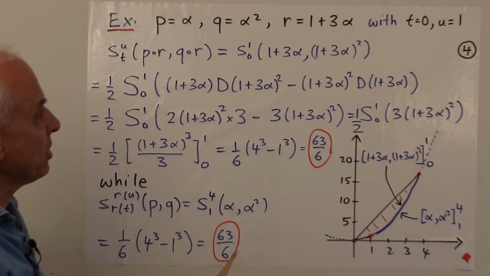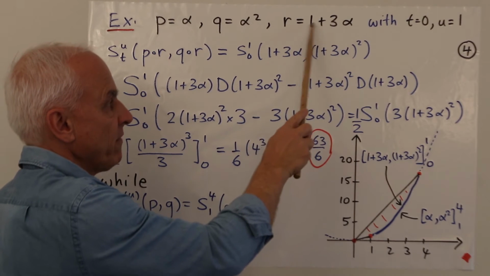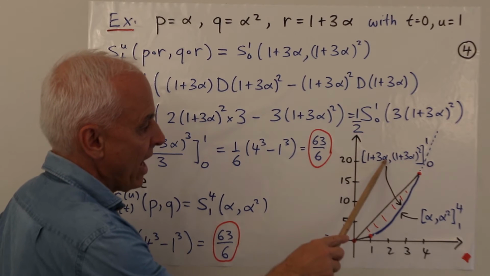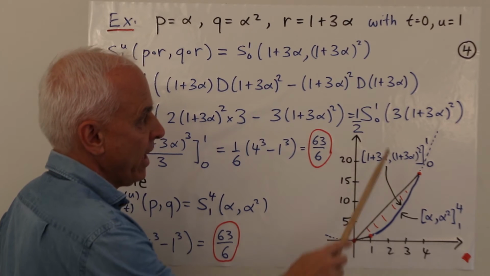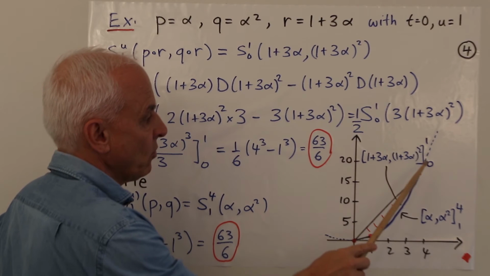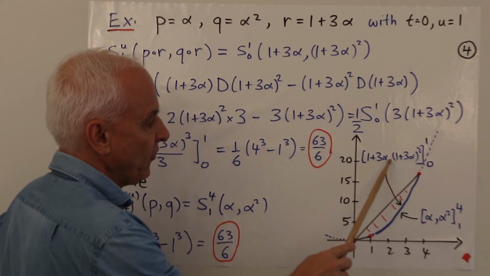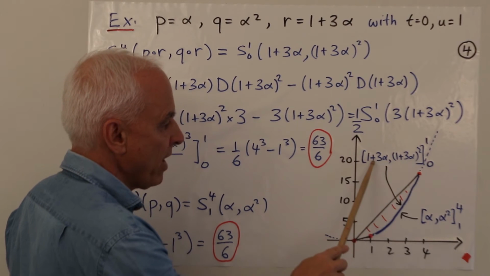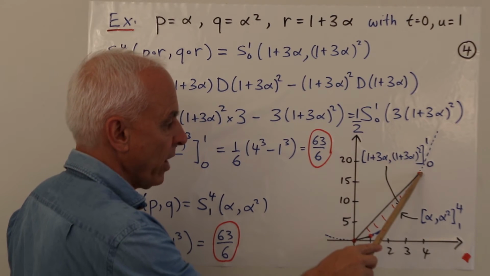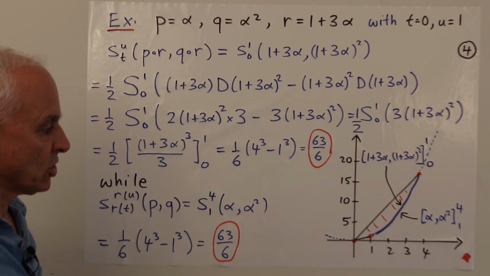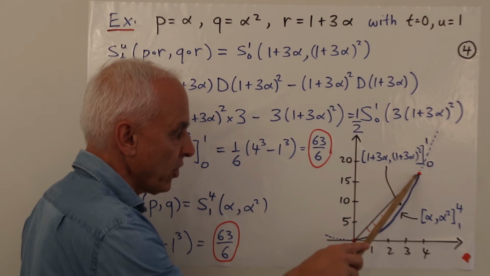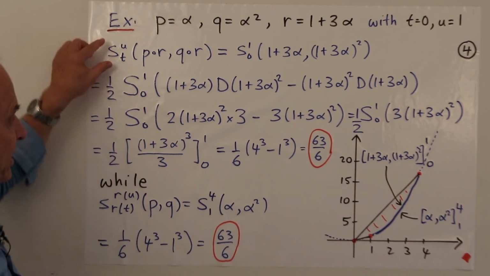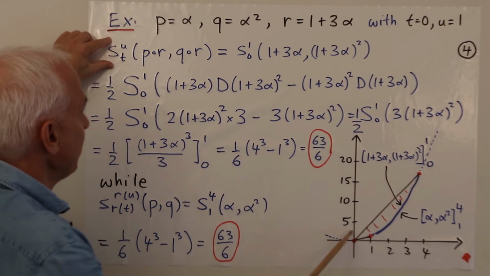And we're going to compose these with 1 plus 3 alpha, call that r. So now we have 1 plus 3 alpha squared. And we're going to agree that we're going to go from 0 to 1. When alpha is 0, we have the point 1, 1. When alpha is 1, we have the point 4, 4 squared, or up there, 4, 16. So we're talking about this portion of the curve. So let's calculate its signed area.